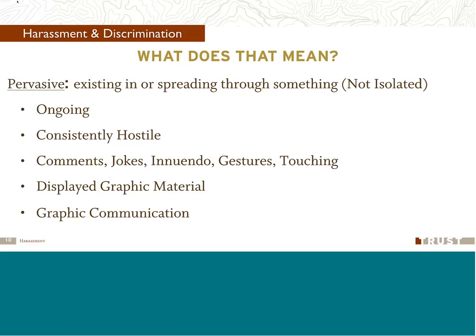Pervasive actions are ongoing, they're consistently hostile. They could exist in the form of comments, jokes, innuendo, gestures, touching. It could be displaying of graphic material or jokes or printed material in the workplace. It could also be graphic communication, either verbally or electronically or in writing. And so when we talk about pervasive, we see how it can spread through an organization. An individual's behavior can be pervasive. If I am consistently telling a dirty joke every day, that's a pervasive behavior.